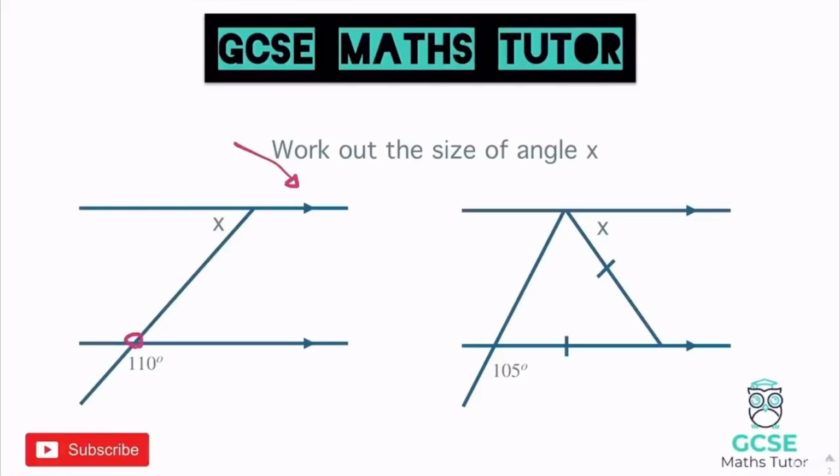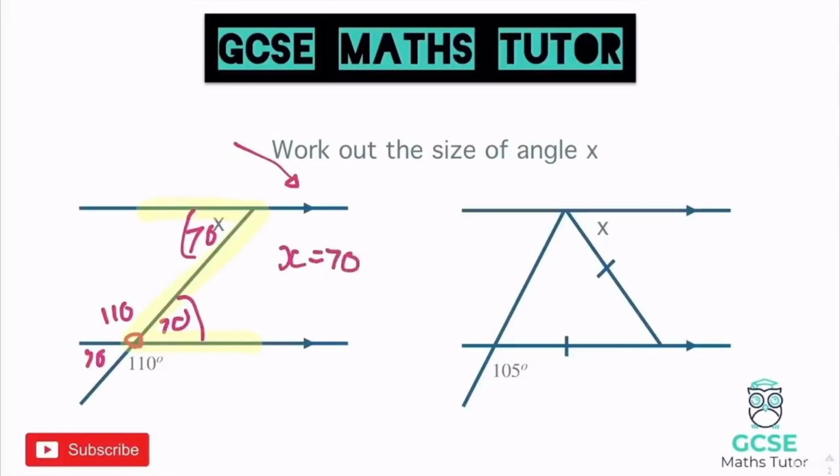Vertically opposite the 110 is also 110, and then next to the 110 on the straight line there, remembering angles in a straight line add up to 180, these would all be 70. There we go. So it's up to you really how you actually find this final one. I'm going to have a look at finding this Z shape here, which is an alternate angle, and alternate angles are equal. So this 70 here is the same as this 70 here. So x would equal 70 degrees in this one.